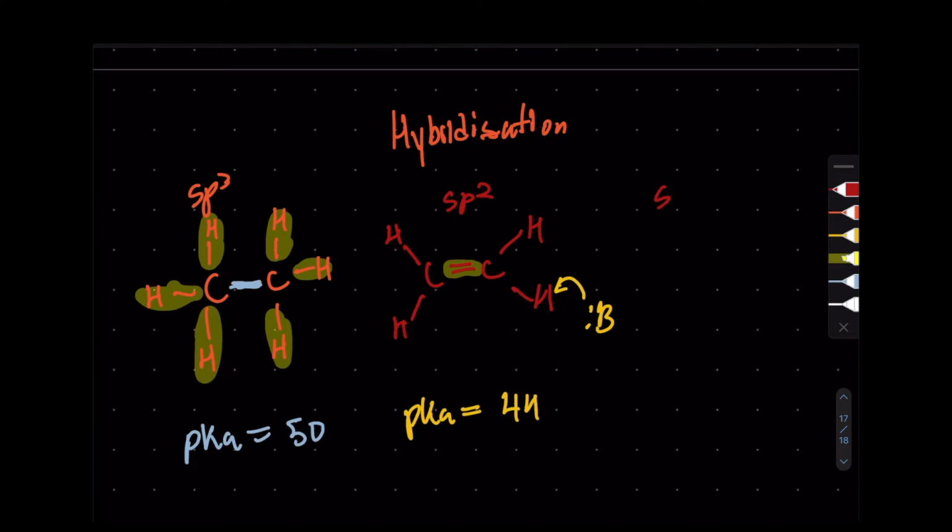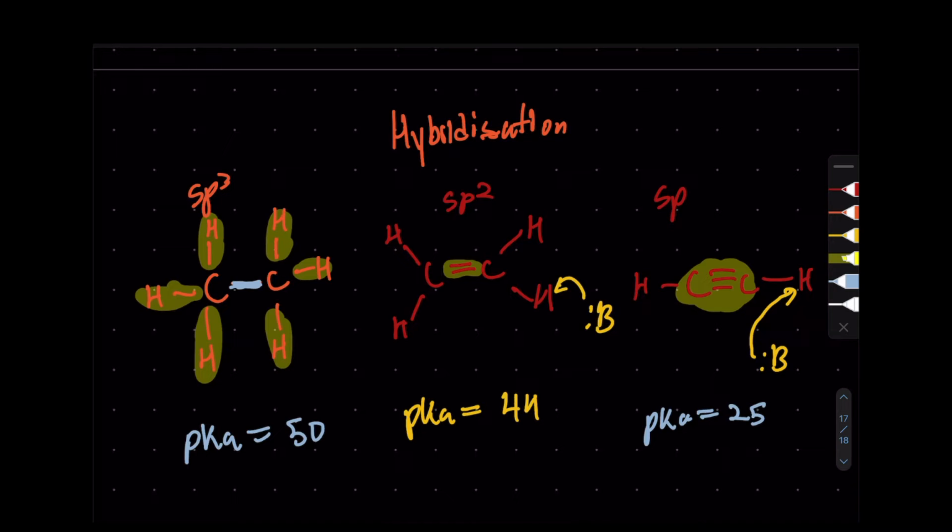Now for an sp carbon, it is even more acidic because it has a shorter length between the carbons. One way I think about it is that the carbons are only paying attention to each other, and their attention is drawn away from the hydrogen. This makes it even more acidic because it's easier to deprotonate. We can also see that in the pKa values, which match it by showing that it is 25.